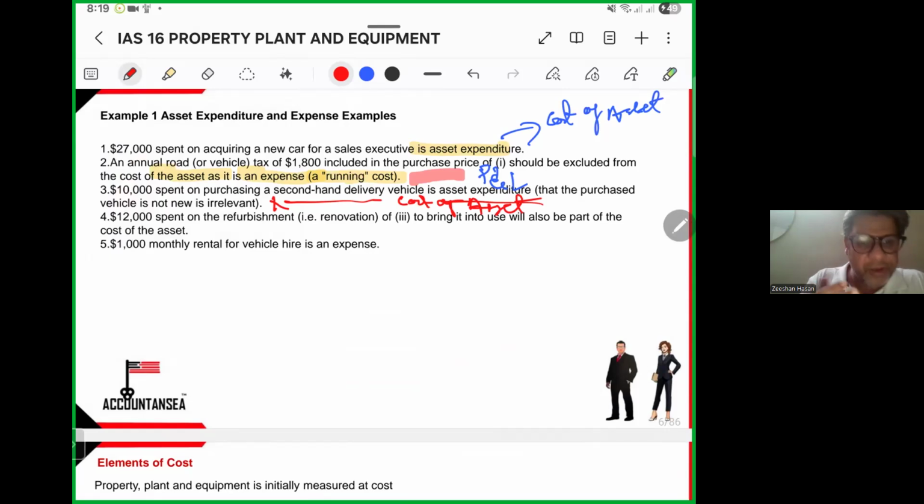$12,000 spent on the renovation, to bring it into use, will also be part of the cost of an asset. That means it will be included in the cost of the asset. A $1,000 monthly rental for vehicle hire is an expense, and it will be expensed in the profit and loss account.